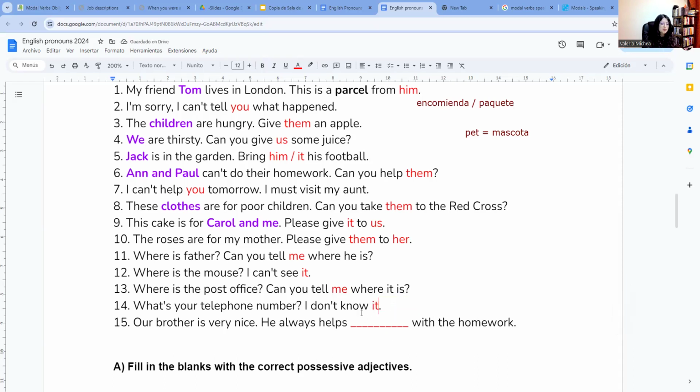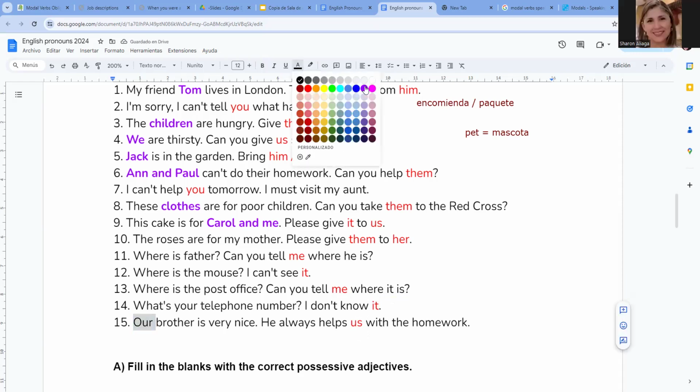And our brother is very nice. He always helps us. How do we know it's us? Because we have our brother. Our. Very good. All right.